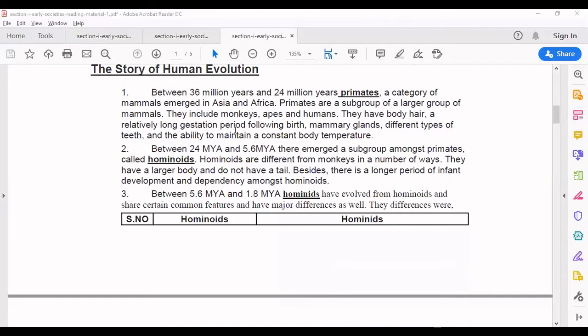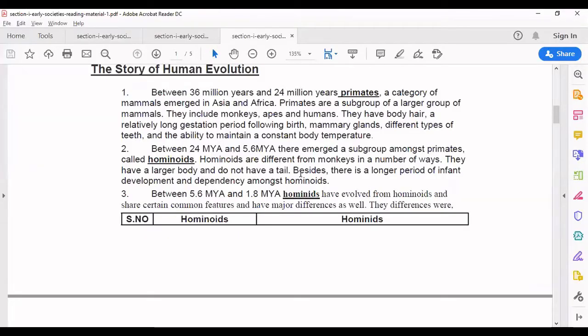They have body hair, and also a relatively long gestation period after birth. They have mammary glands. They have different types of teeth, and they also have the ability to maintain a constant body temperature. These are all the characteristics of a primate.